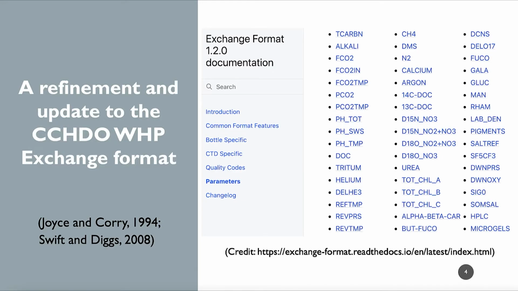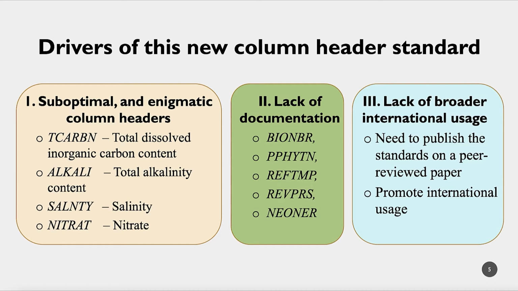First, let's look at the column headers. In the past several decades, a lot of us have been using the WOCE WHP exchange format. So the question is, why would we need to update these column headers? I think there are mainly three reasons.